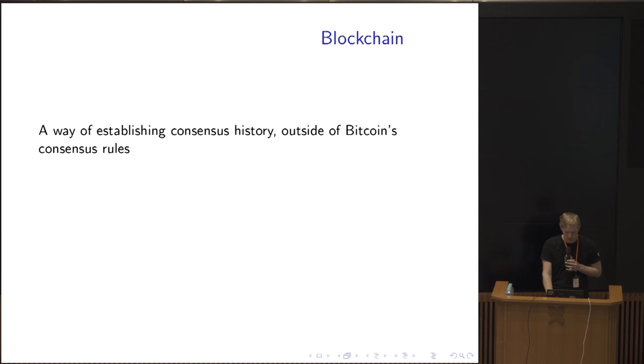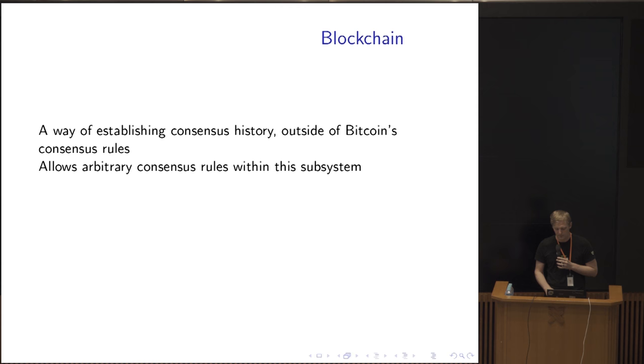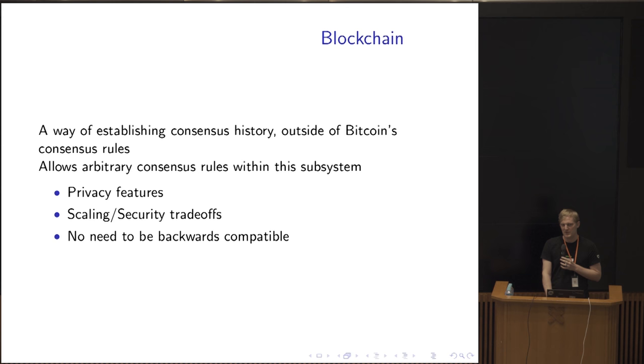So first, again, blockchains: it's consensus history outside of Bitcoin's consensus rules. So why would you want that? Well, you can have arbitrary consensus rules in this subsystem. You can have faster block times, you can have a DAG instead of a tree, you can do additional privacy features, scaling, and there's no reason you have to be backwards compatible. Most of the deployed systems had things like confidential transactions, assets, account models. The Rootstock sidechain is actually based on the Ethereum virtual machine, so you move coins from a UTXO model into a sidechain with an account model. It doesn't have to be compatible at all.